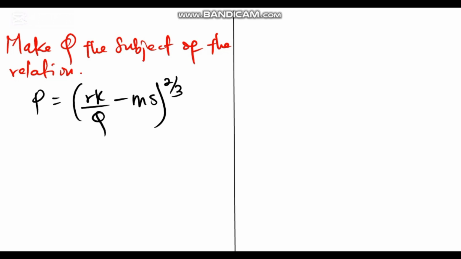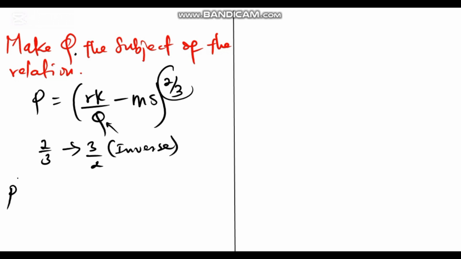Let's find the solution to this problem. To make Q the subject of the relation, what you should do in this kind of problem is to eliminate the power here first. And how are we going to do that? We're going to do that by taking the inverse power on both sides. So the inverse of 2 over 3 is 3 over 2, right? So we're going to take the inverse power.